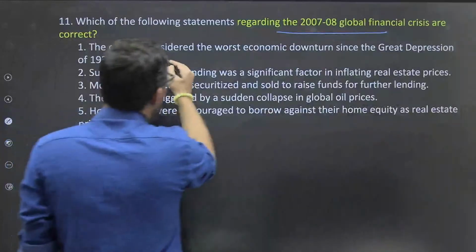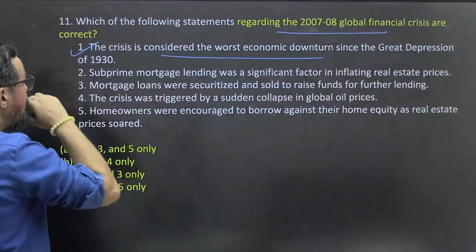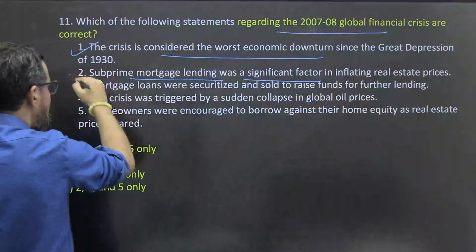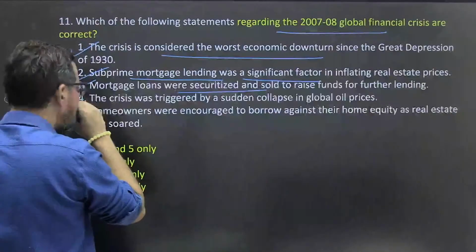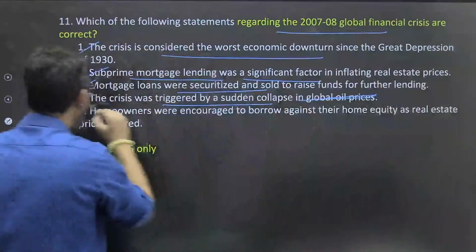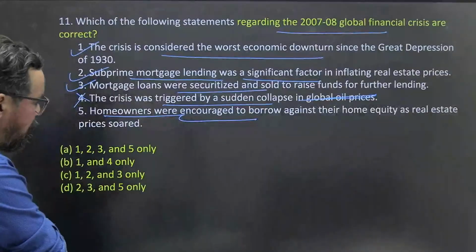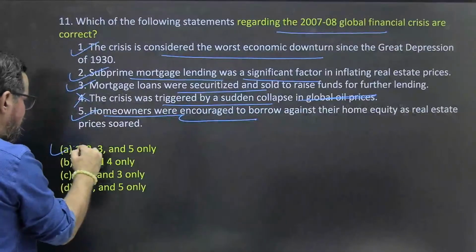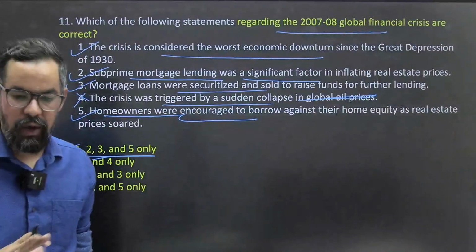The crisis is considered the worst downturn since the Great Depression of the 1930s, 100% true. The subprime mortgage lending was a significant factor in inflating real estate prices. Mortgage loans were securitized and sold to raise funds for further lending. The crisis was triggered by a sudden collapse in, not global, it is mortgage related issues. Homeowners were encouraged to borrow against their home equity as real estate prices soared. This is also correct. So 1, 2, 3, 5. That means option A only will be the right answer for this one. All right? This is easy for everyone, I hope everybody is aware of this.